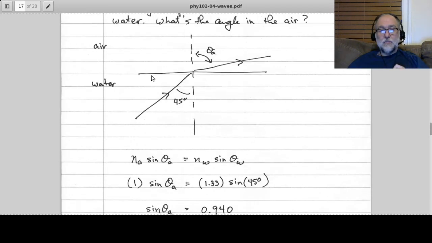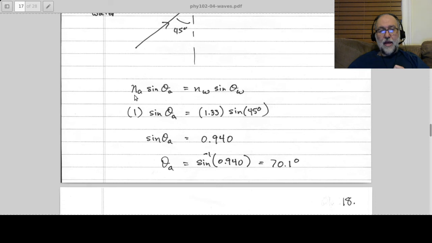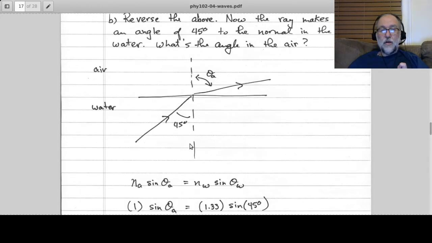All right, same formula, it's pretty straightforward. So we have n air sine theta air is equal to n water sine theta water. N air is 1, n water is 1.33. Sine theta water, now we know that's 45 degrees, and it's the theta air that we're solving for. Simplifying this, we get sine of theta A is 0.94. Take the inverse sine of that number, and you get 70.1 degrees. So over here, 45 degrees in the water, 70.1 degrees in the air.